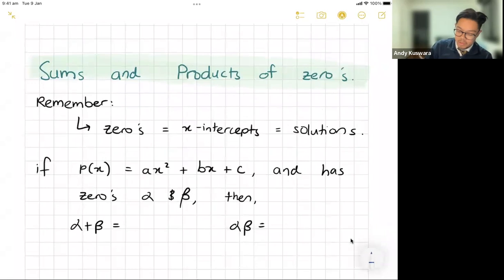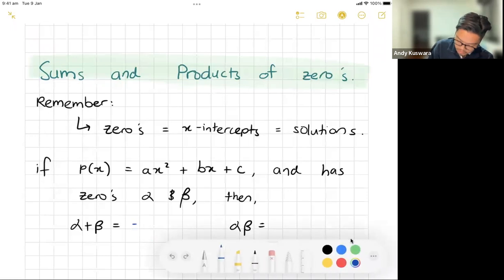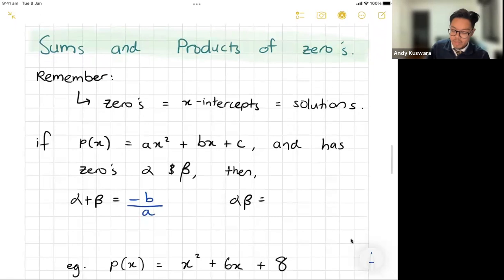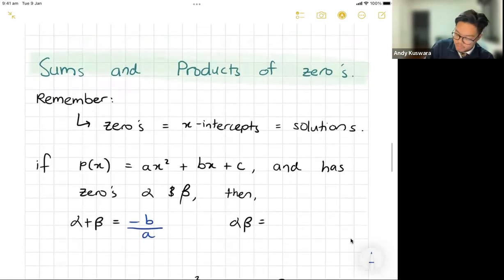Now, remember with the whole, if you factorize it, you want to find two things that multiply to give you the end number, and then they add to give you the middle number. So in other words, the zeros, if you go a plus b, it's actually going to be the same thing as minus b on a. And then if I want to find the product of the two, it's actually just going to be c on a.